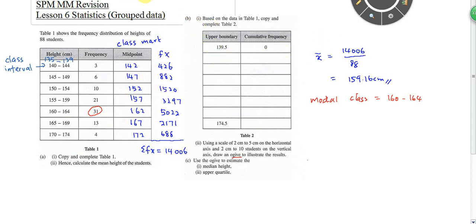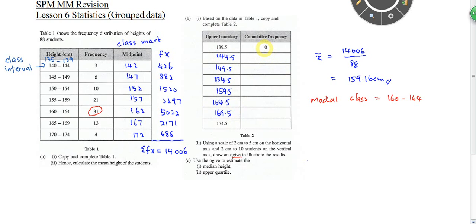Okay, now for this part B, we need to find the upper boundary and the cumulative frequency. The first upper boundary is 139.5, which is the upper boundary for this class interval. You can find the lower boundary for this class interval the same way. For the next one, you just keep on adding 5. Why add 5? Because the class size is 5. So here will be 144.5, 149.5, 154.5. Okay, so here are the answers for the upper boundary.